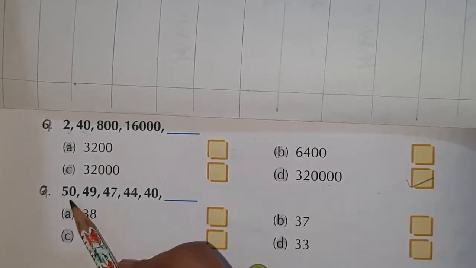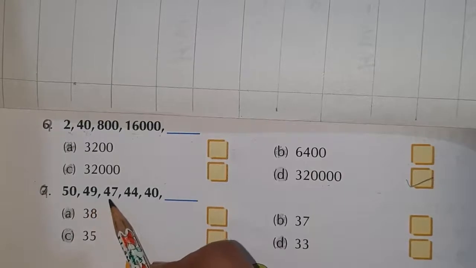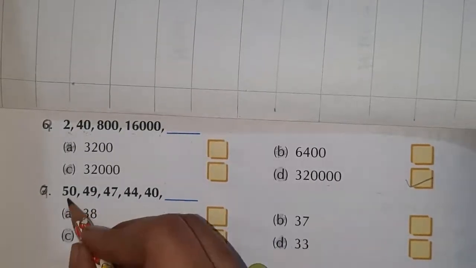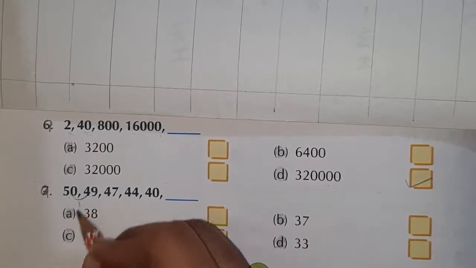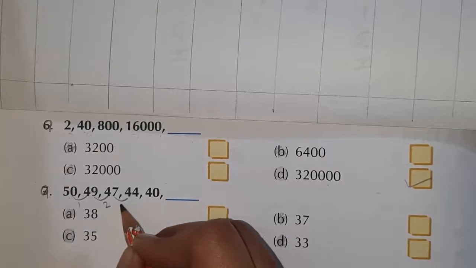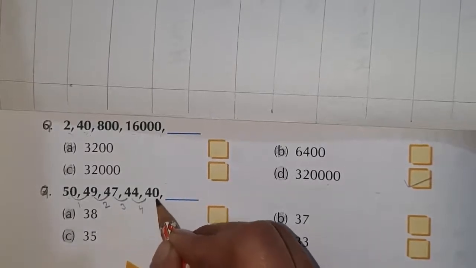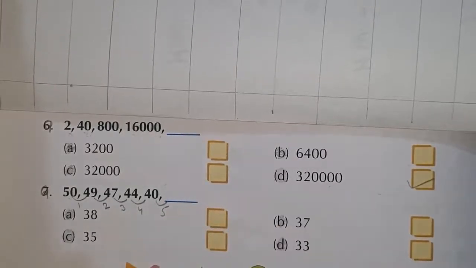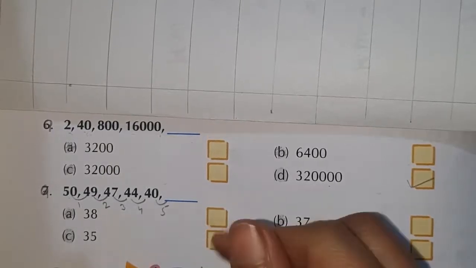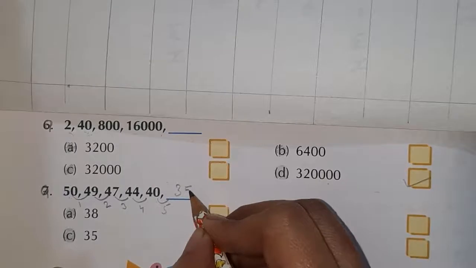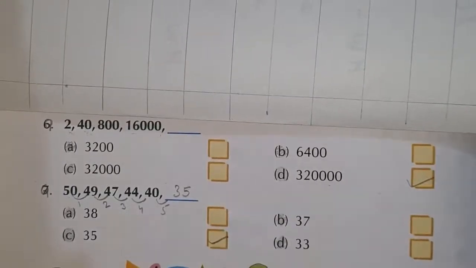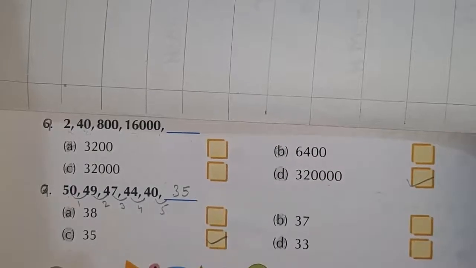Next example, 50, 49, 47, 44, 40. 50 to 49, gap is of 1. Check the difference. 2, 3, 4. Next number must have the difference of 5. So the number can be 35. Answer is your option C.